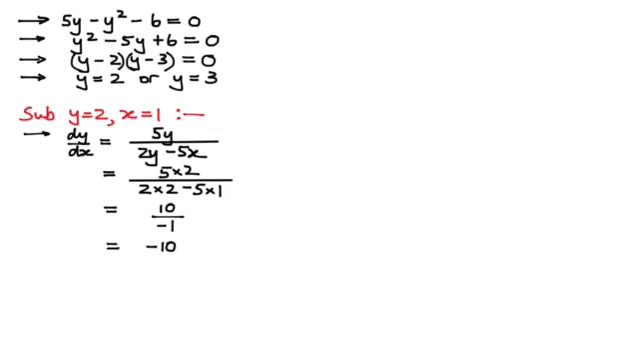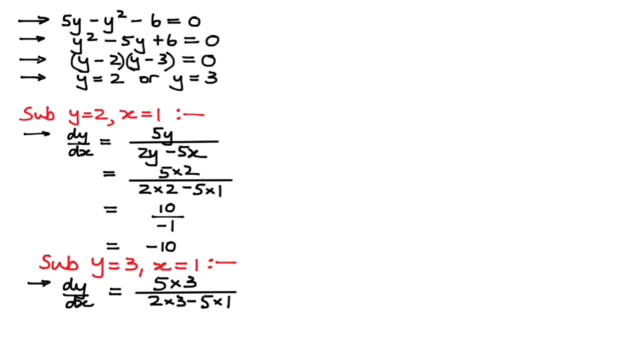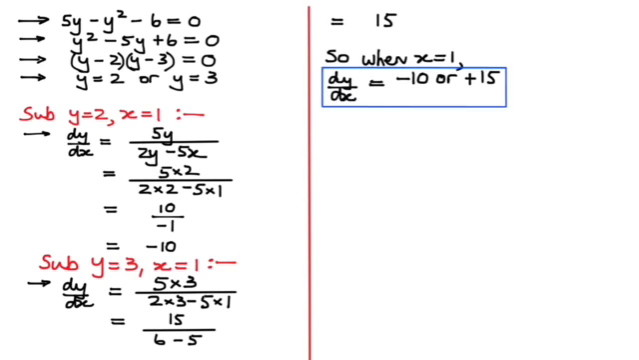So now let's substitute y = 3 and x = 1 into the thing, and we'll see what we get. So 5 times 3 over 2 times 3 minus 5 times 1, so that's 15 over 6 minus 5, which is just 15. There you go. So when x = 1, we know that dy/dx equals minus 10 or plus 15. Put a box around your answer and you're looking good.